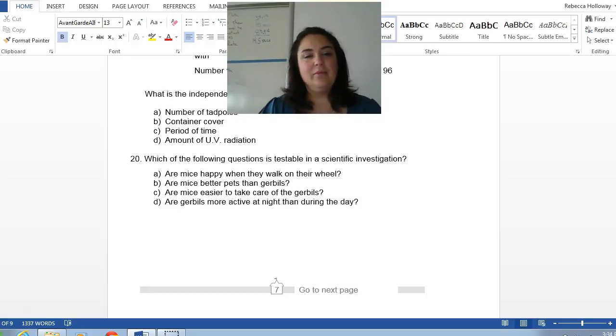Number 20. Which of the following questions is testable in a scientific investigation? A, are mice happy when they walk on their wheel? B, are mice better pets than gerbils? C, are mice easier to take care of than gerbils? D, are gerbils more active at night than during the day? Which of the following questions is testable in a scientific investigation?